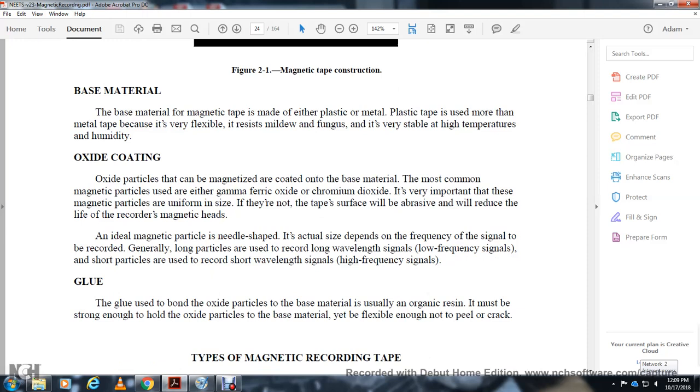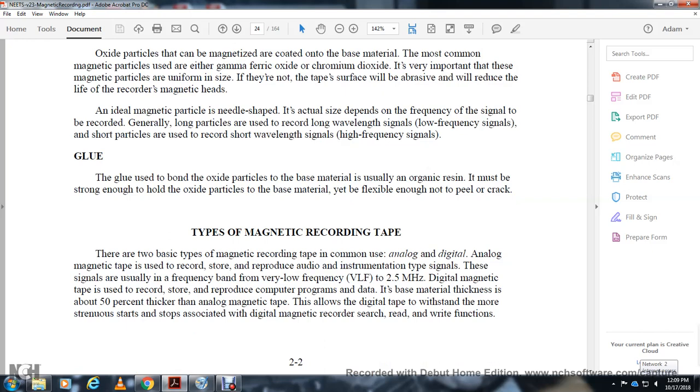The glue used to bind the oxide particles to the base material is usually an organic resin. It must be strong enough to hold the oxide particles to the base material, yet flexible enough not to peel or crack. Types of magnetic recording tape.